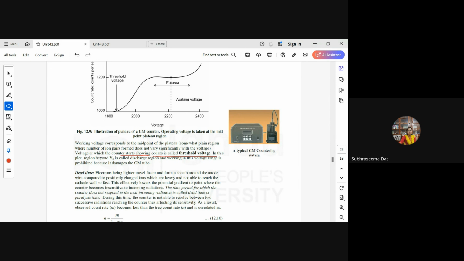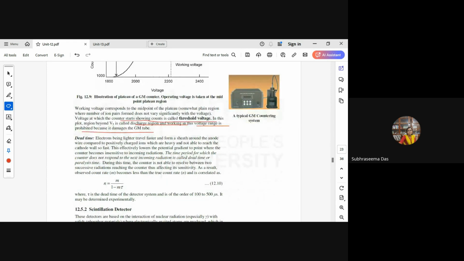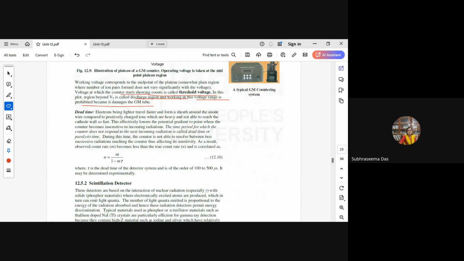Here in this plot, the region beyond V5 is called the discharge region, and this voltage range is prohibited because it damages the GM tube. Up to the threshold voltage it is allowed, mostly corresponding to 2400 volts, and beyond that the voltage is avoided because the GM counter is damaged. Now we also have an important concept in the GM counter, called dead time.